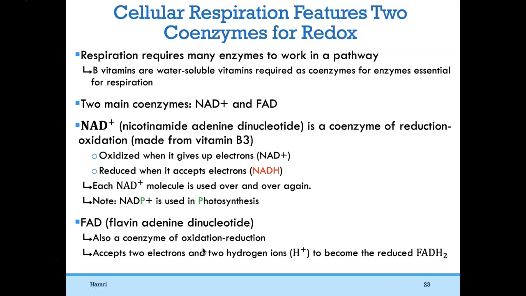So what we're going to see in respiration, very similar to the light reaction in photosynthesis, is we're making energy storage molecules. We're trying to charge molecules up so we can then use them to make ATP. So what we're doing is we're going to try to make as much NADH and FADH2 as possible from our glucose, so we can then use those energy molecules to make ATP.